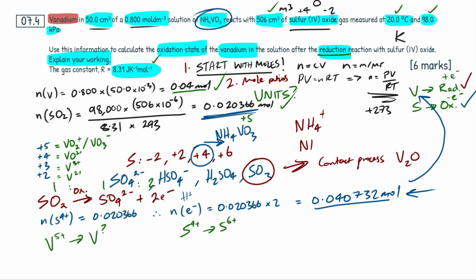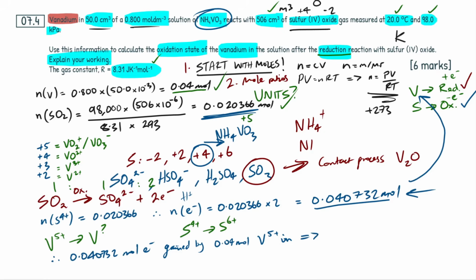So what I'm going to say here, let's go back to nice blue. Therefore, 0.040732 mole of electrons is gained by the 0.04 mole of the vanadium 5 plus ion, okay? What we want to do is get it back to an integer, so we need to divide one by the other. How many moles of electrons has 1 mole of these vanadium 5 plus ions gained? Hopefully that makes sense, right?